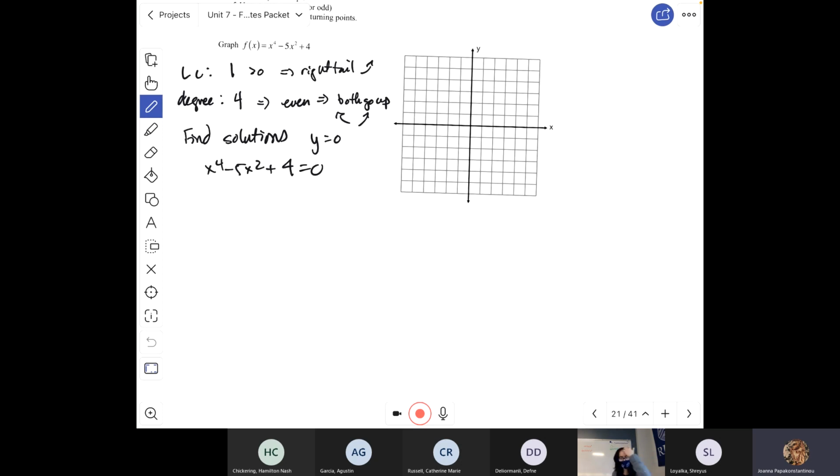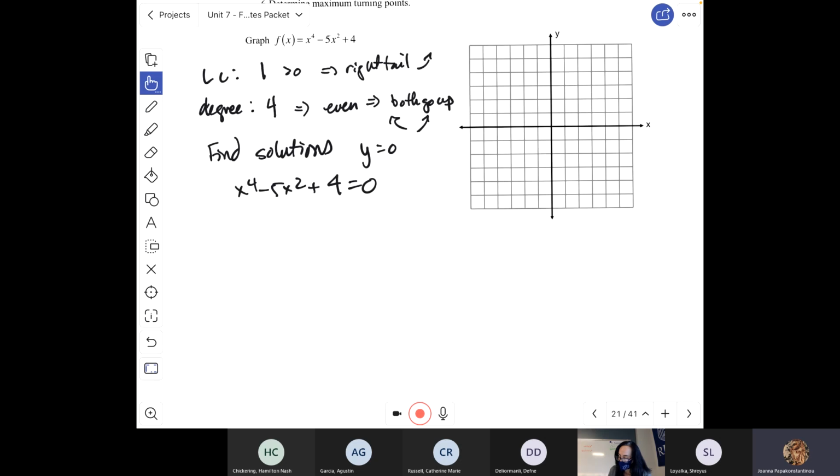Now, what would be a nice, easy way to do this problem? Do we remember a little u-substitution? Yes, I'm going to let u equal x squared. You can factor it without that, but if you have difficulty keeping track of your exponents, you might want to do this, which would allow you to easily factor. What are my 2 factors? u minus 1 and u minus 4.